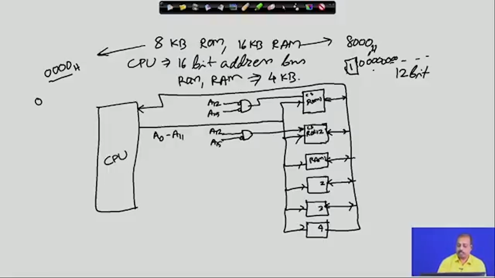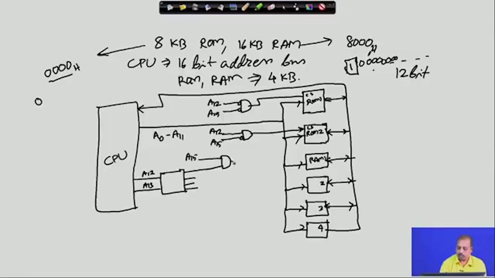Now, for the remaining RAM chips, what can we do? We can put a 2 to 4 decoder, and in that decoder we take the lines A12 and A13. This is my line A12 and this is the line A13. They come here and accordingly this will generate 4 outputs, which I can connect to the RAM chips, but I need the bit A15 to also be 1. For making the line A15 equal to 1, I need to connect it in this fashion.